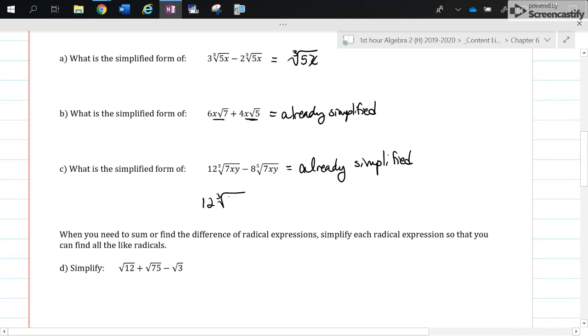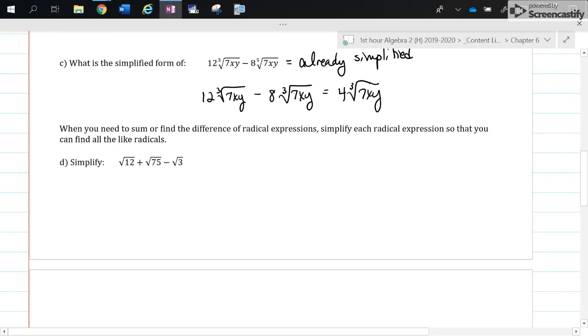But if I see 3 times the cube root of 7xy minus 8 times the cube root of 7xy, I notice that the radical part is exactly the same. The index is the same and the radicand is the same. Therefore, I can combine them by subtracting the coefficients and keeping the radical part the same. So it's going to be 4 times the cube root of 7xy.